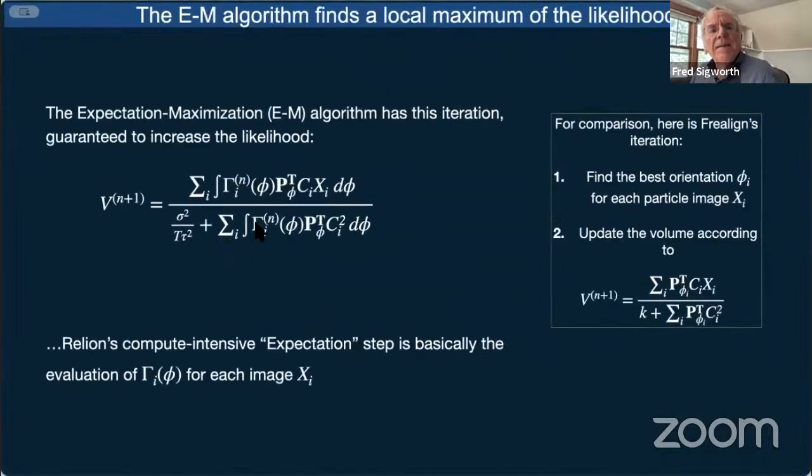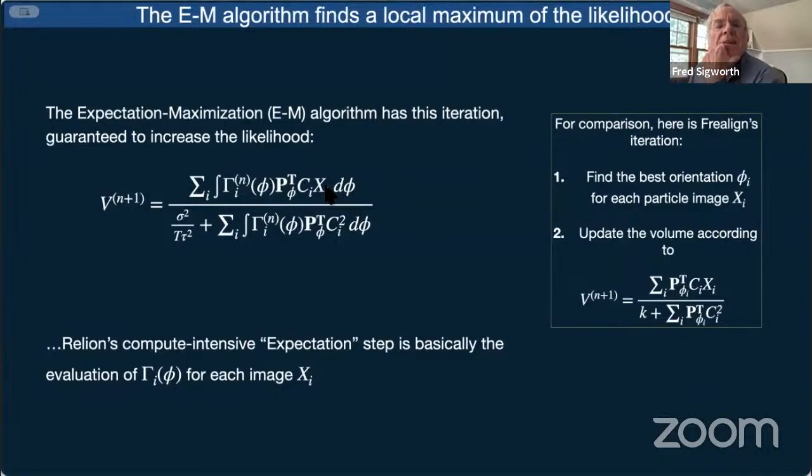So here is the refinement step. And what you're supposed to see is that this is just FREALIGN all over again. Remember, FREALIGN looks like this. We take the image, CTF, do a back projection, and sum that up.